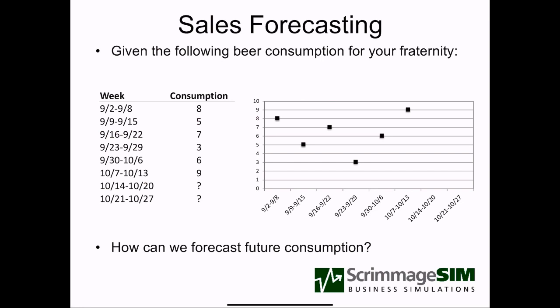As an example, let's look at forecasting for a college fraternity over a previous number of weeks. So we have the demand history. So week 1, consumption was 8 cases, 5 cases, 7, and so on. And what we want to do is predict future consumption values based on this past.